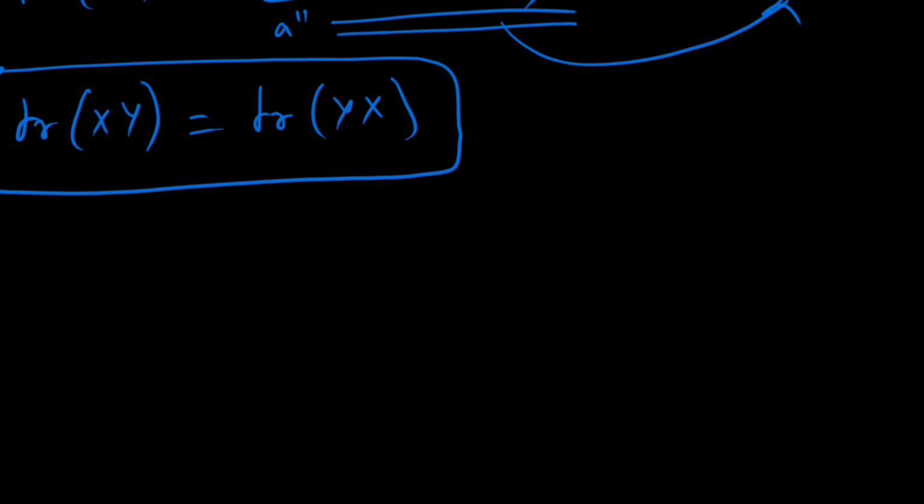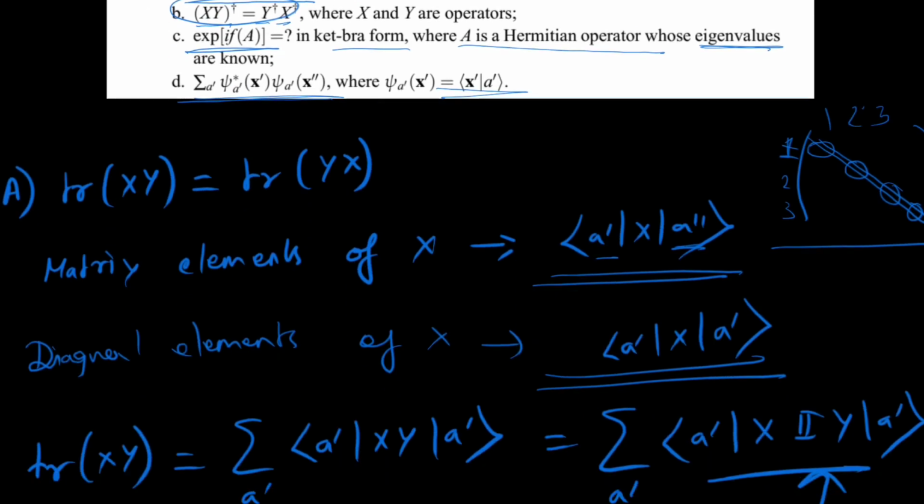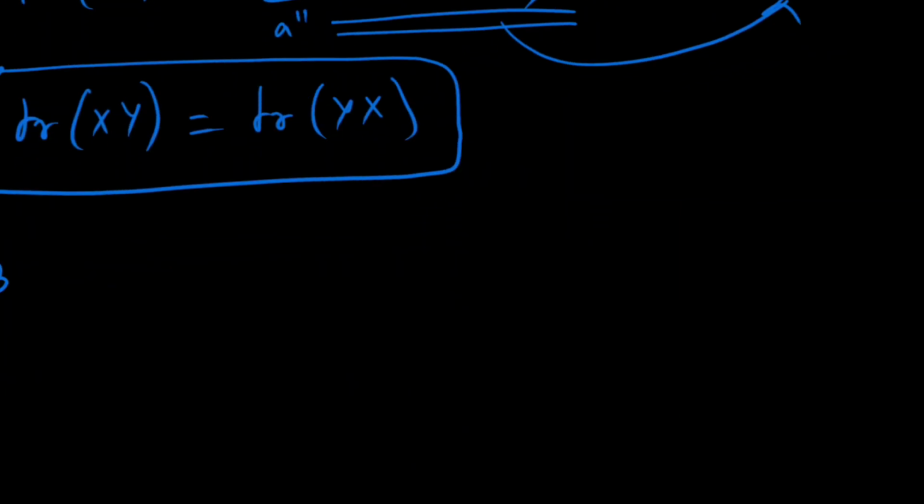Okay, so let's see what the second question demands. In the second question, we have to prove that the Hermitian conjugate of xy is equal to the Hermitian conjugate of y times the Hermitian conjugate of x.